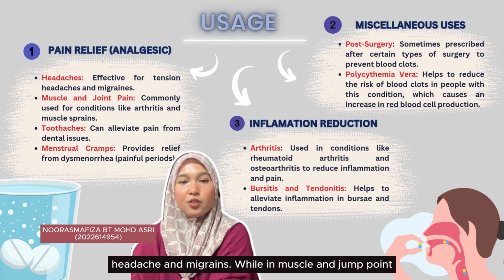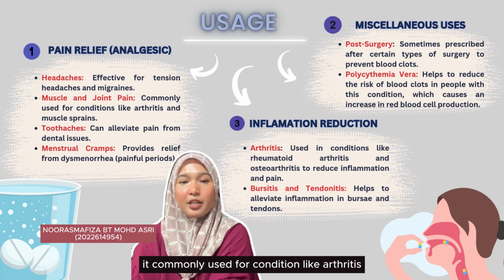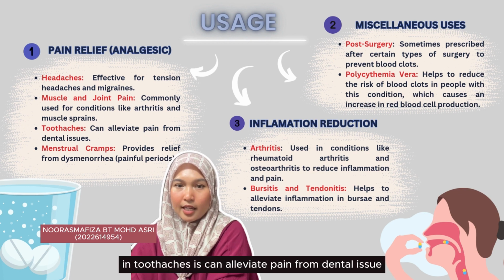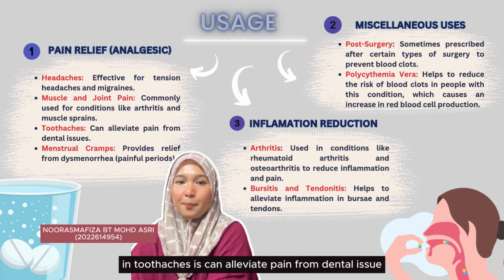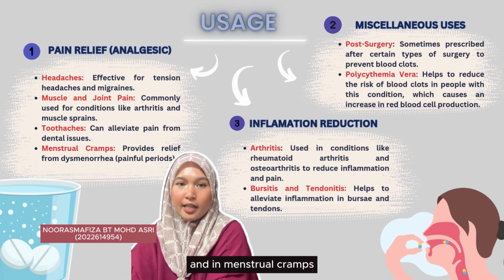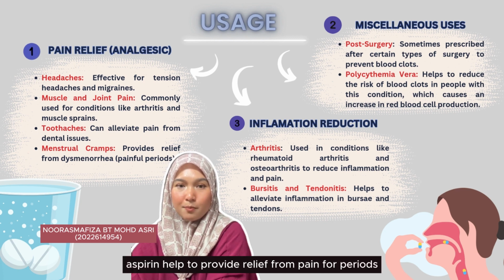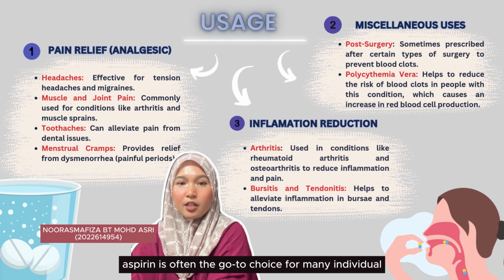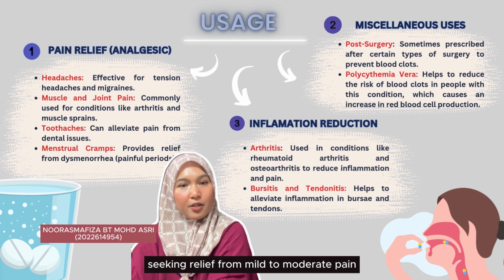In muscle and joint pain, it is commonly used for conditions like arthritis and muscle sprains. Meanwhile, in toothache, it can alleviate pain from dental issues. And in menstrual cramps, aspirin helps to provide relief from painful periods. Aspirin is often the go-to choice for many individuals seeking relief from mild to moderate pain.